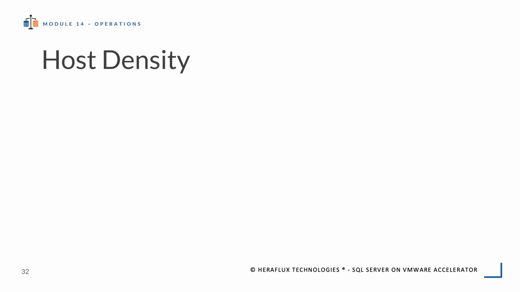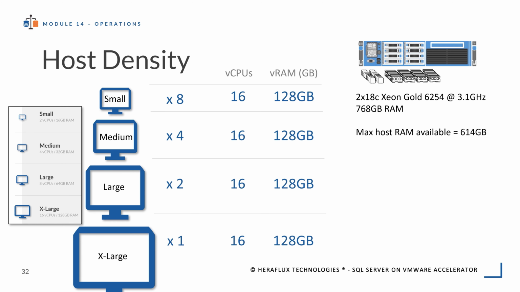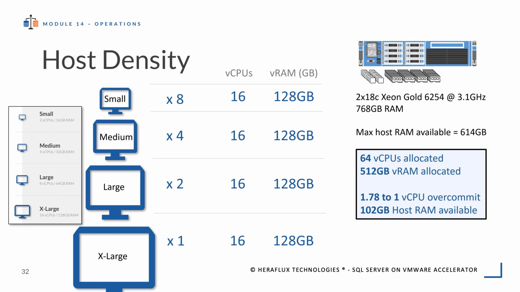If you take a look at the assigned compute resources for the different scales and start to extrapolate out the number that you'll feel will successfully operate with minimal CPU overcommit to maintain performance, and watching the memory footprint climb, how many virtual machines of each scale would you be able to successfully deploy on a single host? In this example, we'd fit 8 small, 4 medium, 2 large, and 1 extra large onto the host and still have 102 gigs of host memory available. Our CPU overcommit ratio would be 1.78 to 1.